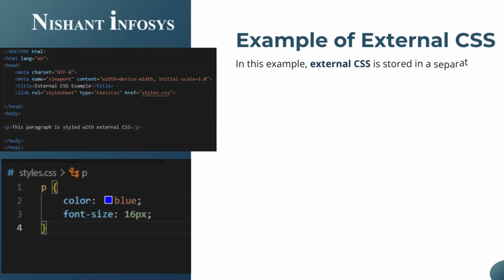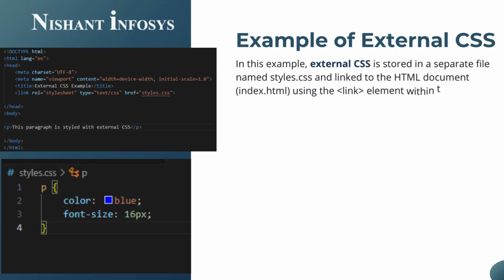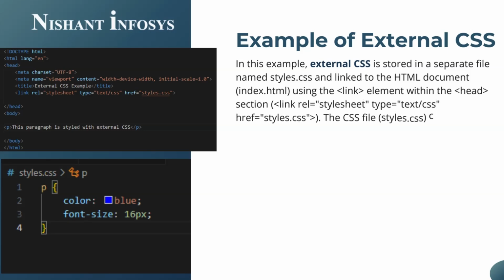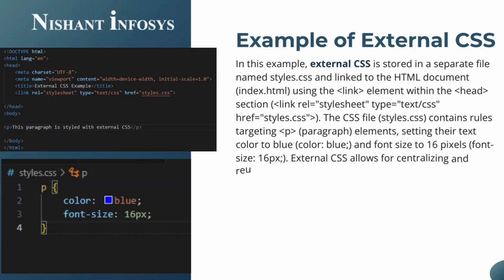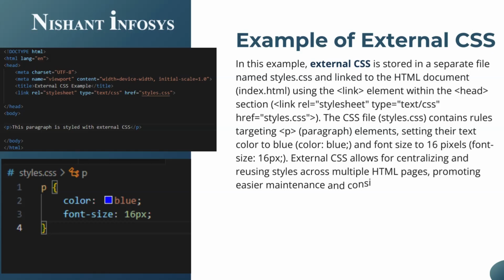In this example, external CSS is stored in a separate file named styles.css and linked to the HTML document, index.html, using the link element within the head section. Link rel equals stylesheet, type equals text/css, href equals styles.css. The CSS file, styles.css, contains rules targeting p, paragraph, elements, setting their text color to blue and font size to 16 pixels, font-size: 16px.